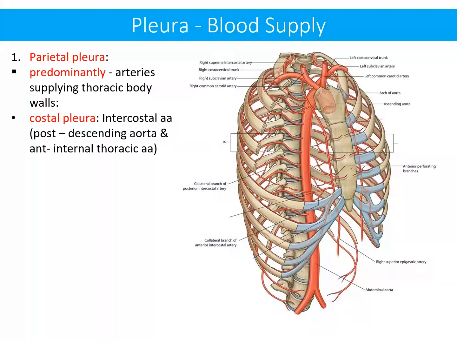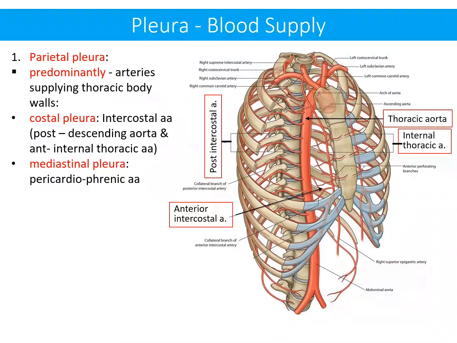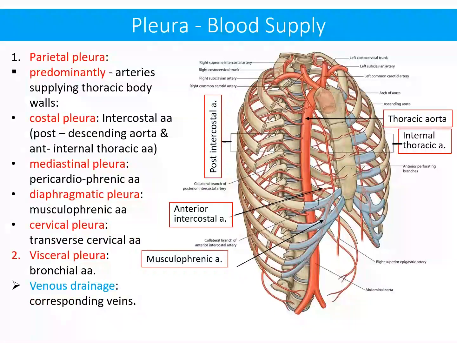Blood supply of pleura. First, the parietal pleura. It receives blood predominantly through arteries supplying thoracic body walls. Costal pleura receives through intercostal arteries. Mediastinal pleura through pericardiophrenic arteries. Diaphragmatic pleura through musculophrenic arteries. Cervical pleura through transverse cervical arteries. Visceral pleura through bronchial arteries, whereas the venous drainage of the pleura is through the corresponding veins.